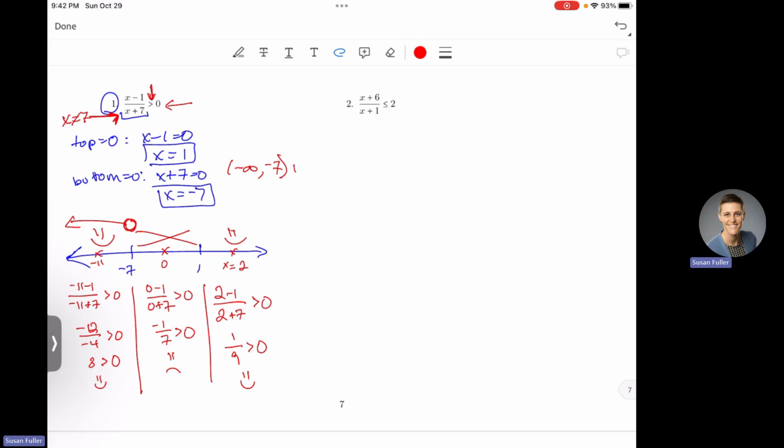And then I'm going to union that with this piece over here that works, which is everything bigger than 1. So I'm going to go from 1 to infinity. And I'm not going to include 1 because, again, my inequality says not to. So that's going to be a parenthesis over there as well. And that is the solution to this thing.